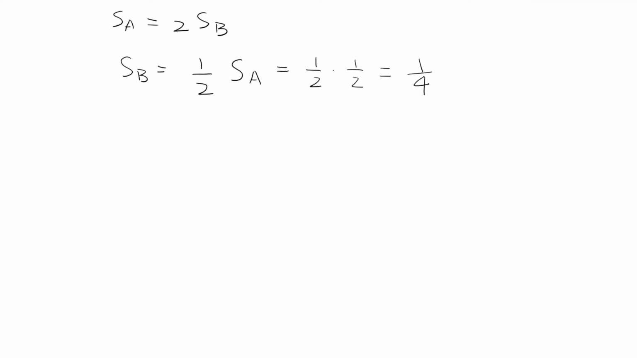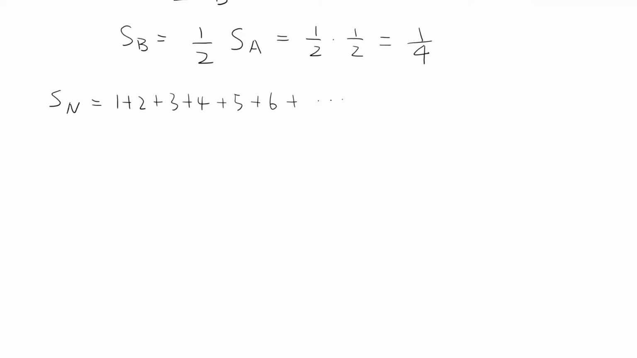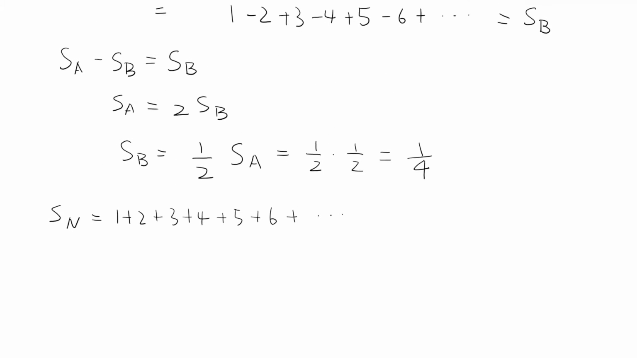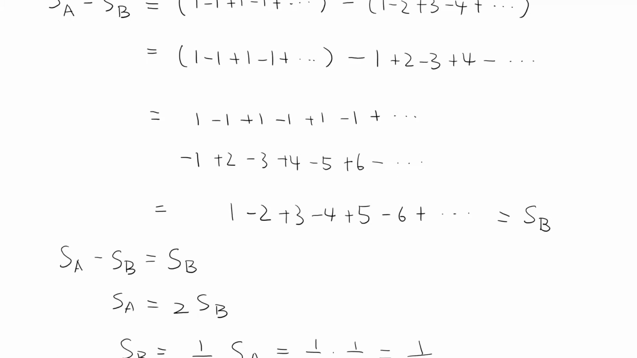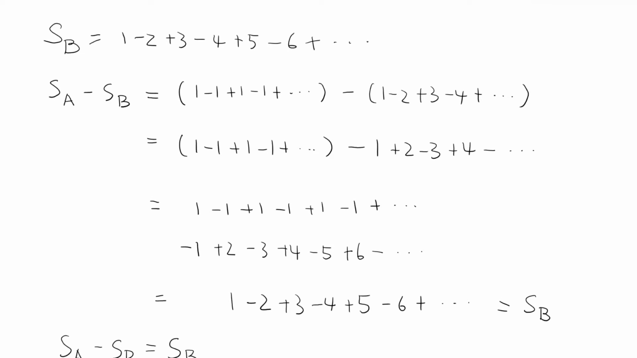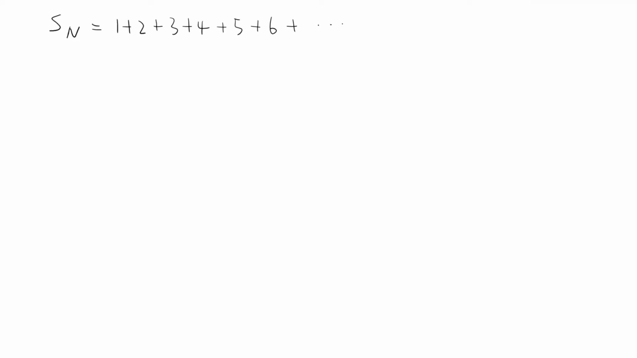Huh. Interesting. We're getting somewhere. So now let's do one more thing. Just a reminder, S sub B is 1 minus 2 plus 3 minus 4 plus 5 minus 6. What we are going to do right now is S sub B minus S sub N. This is going to be 1 minus 2 plus 3.